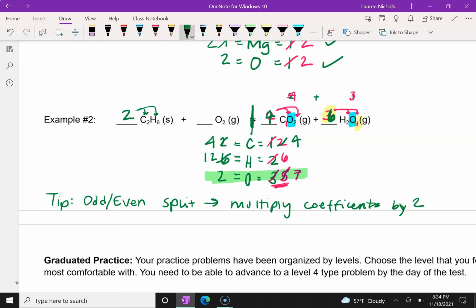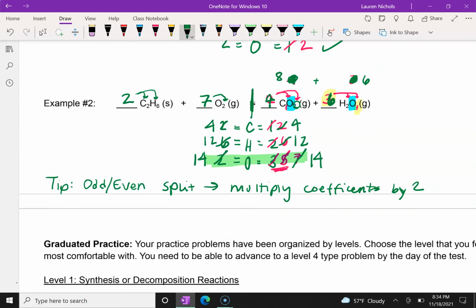Let's do hydrogen next. 6 times 2 is 12. And then oxygen. 4 times our subscript 2 gives me 8. 6 times my subscript 1 is 6. And 8 plus 6 is 14. And now I say, oh, if I have 2 on the reactant side and 14 on the product side, I can just put a coefficient of 7 here. And then 7 times 2 gives me 14.